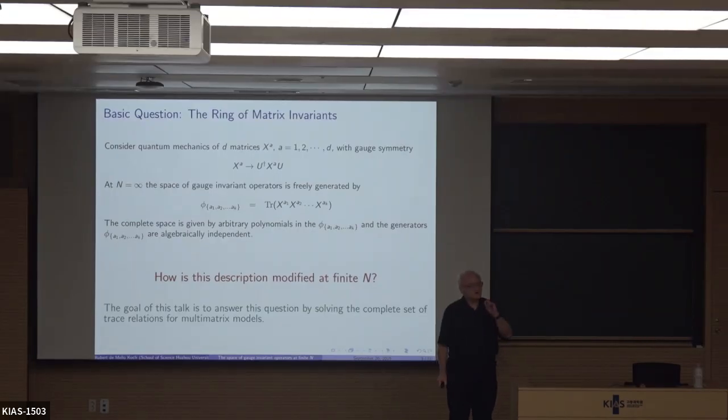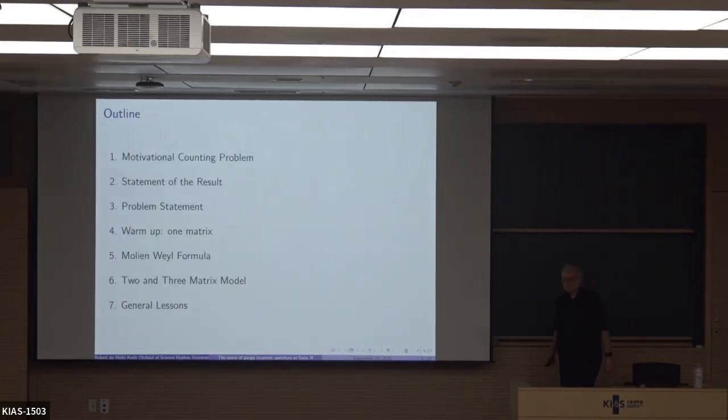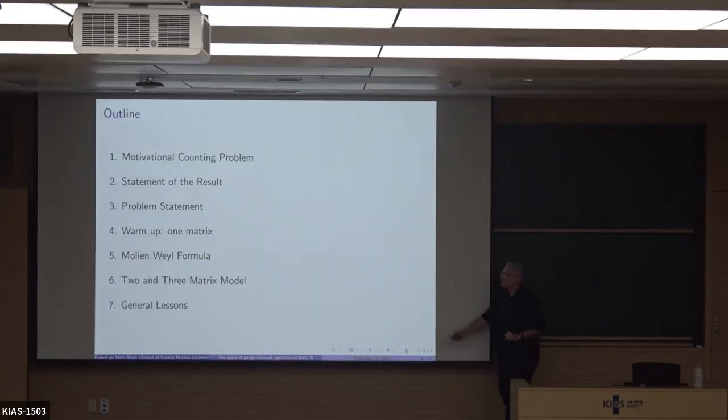And the way that we're going to answer that is that we're going to solve the complete set of trace relations in this model, and we're going to see what remains after we've solved that set of trace relations. So how am I going to do that? Well, I'm going to take a lot of inspiration from a certain counting problem that I'm going to review. Once I've reviewed that counting problem, I'll be able to tell you the statement of our result.